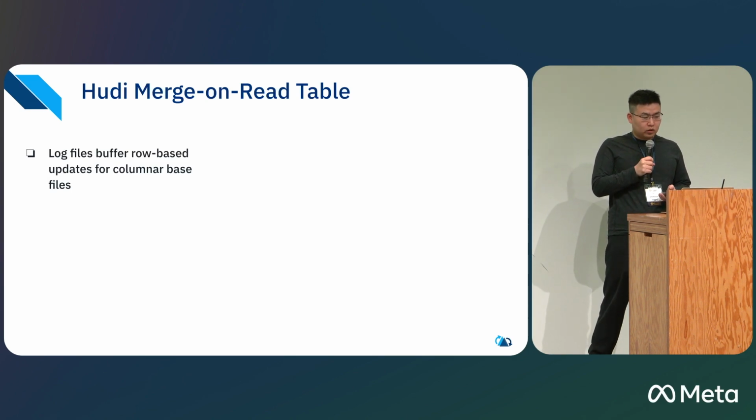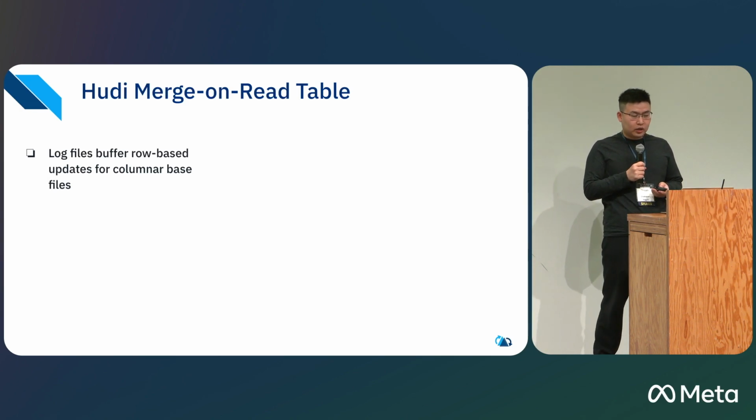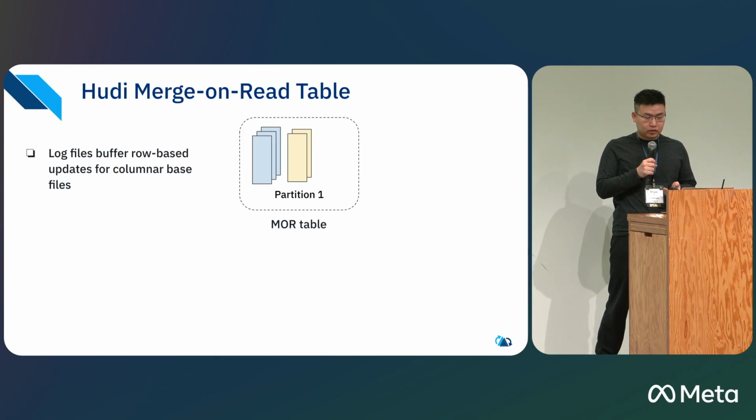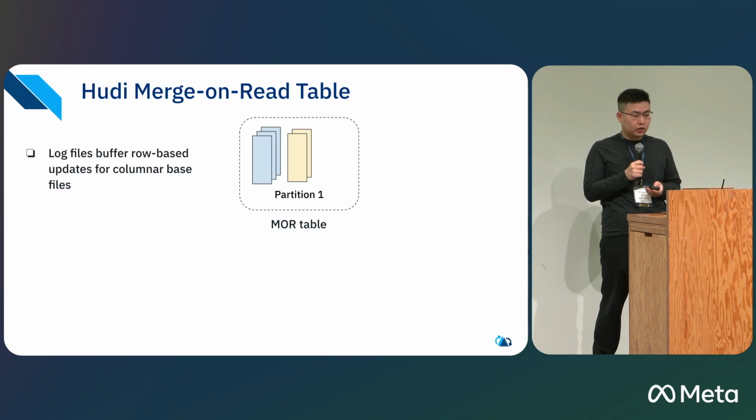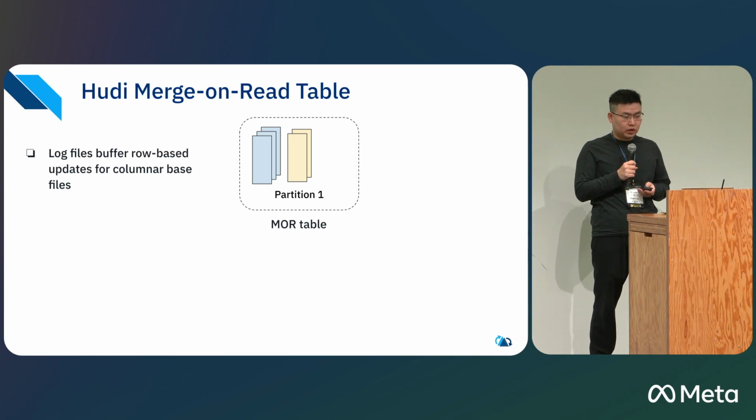Now let's move on to the more complex case of the Hudi merge on read table. MOR tables have unique challenges due to their hybrid storage structure. Unlike COW tables, MOR tables buffer the record updates in row-based log files while maintaining base files in columnar format, similar to COW tables.